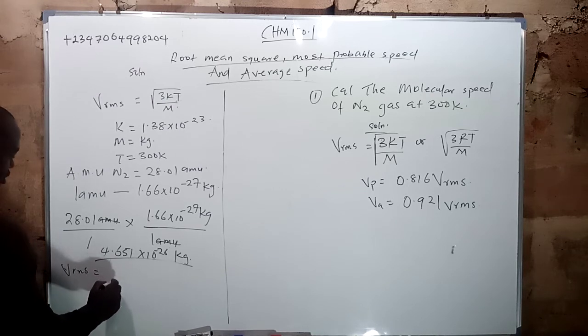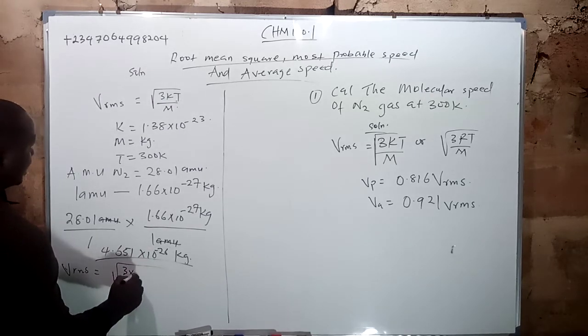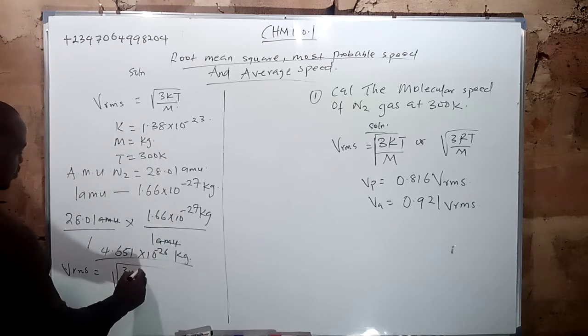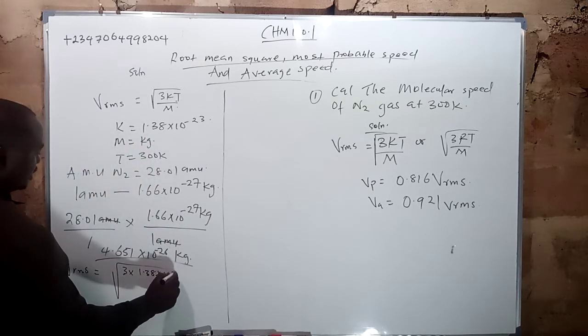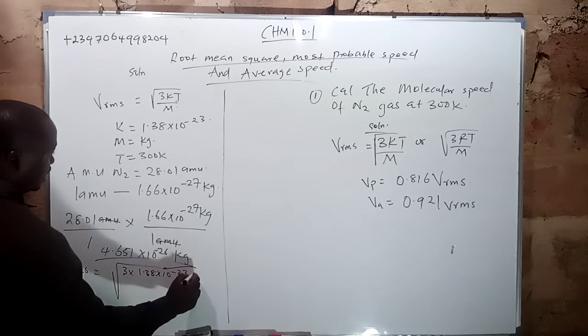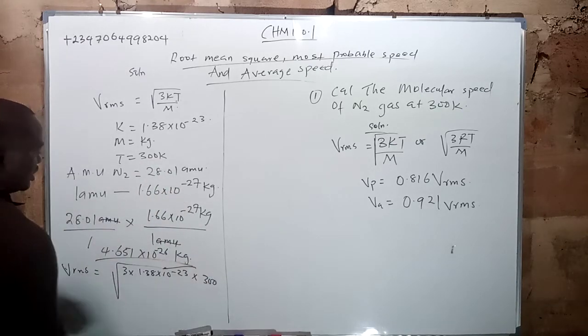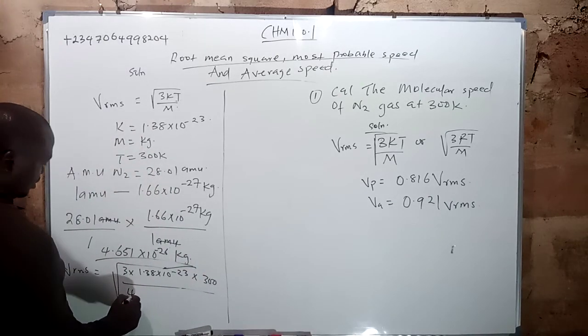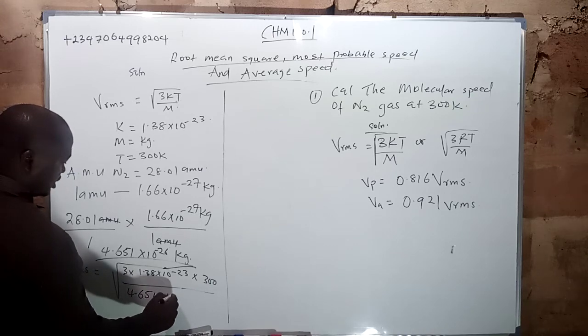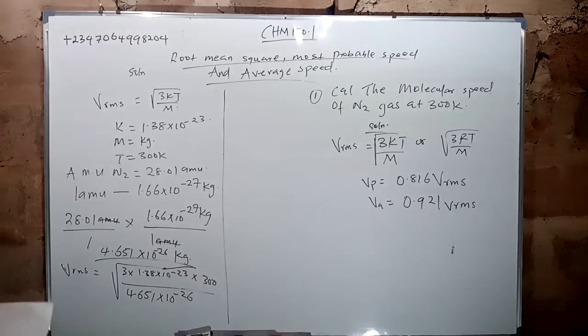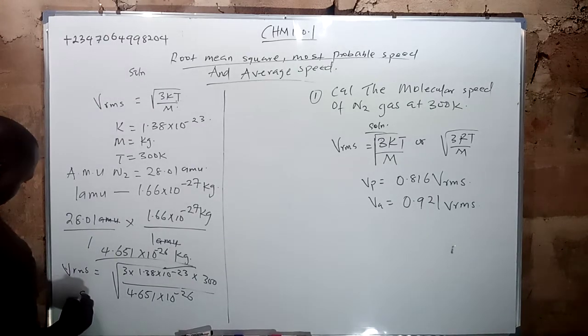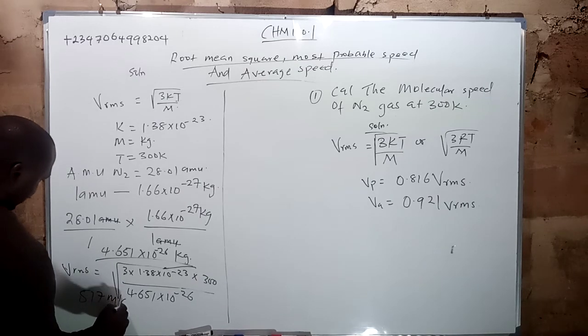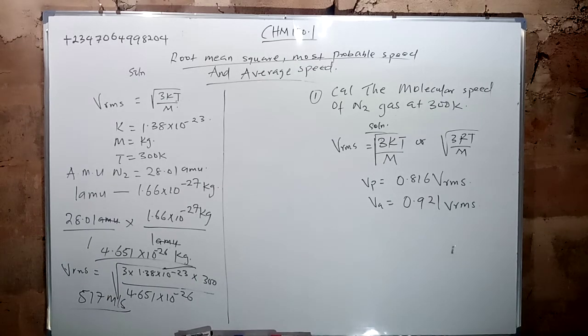So this is 3 times your k, the Boltzmann constant, 1.38 times 10 raised to the power of minus 23, times your temperature, which is already in 300 degrees Kelvin. So you divide everything by 4.651 times 10 raised to the power of minus 26. Now punching this into your calculator will give you an answer of 517 meters per second. Remember, the velocity is always in meters per second.